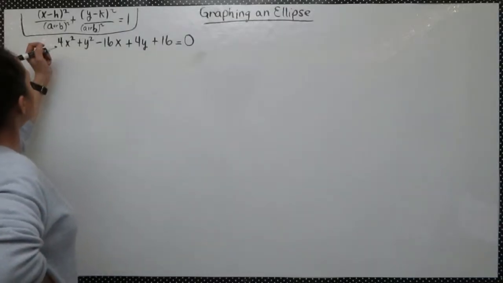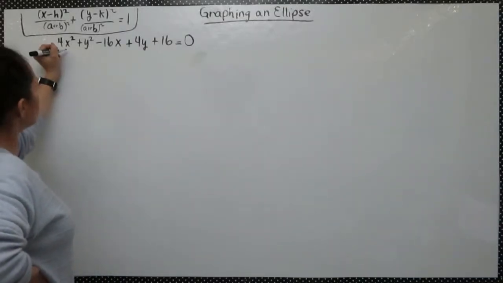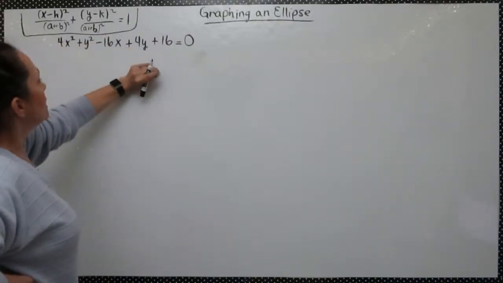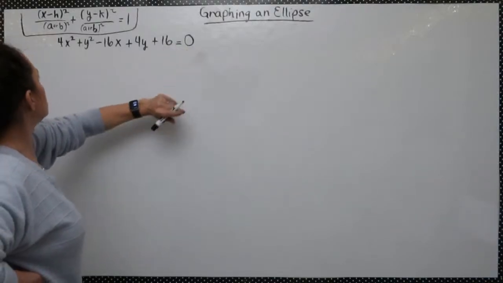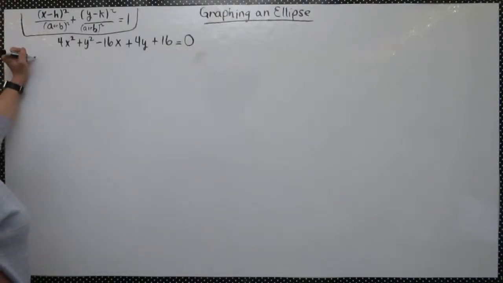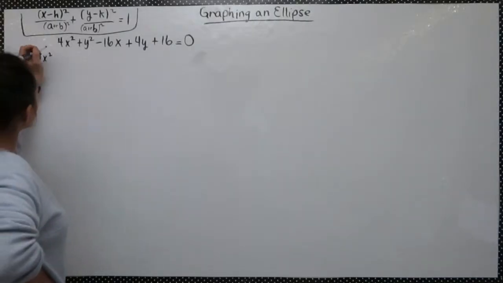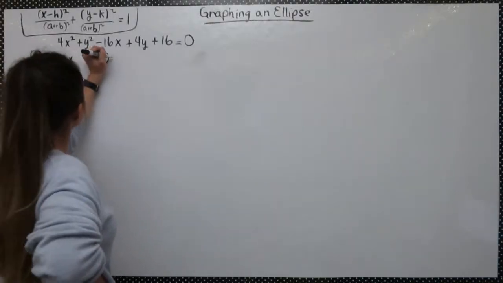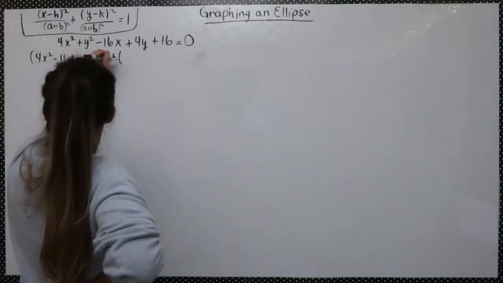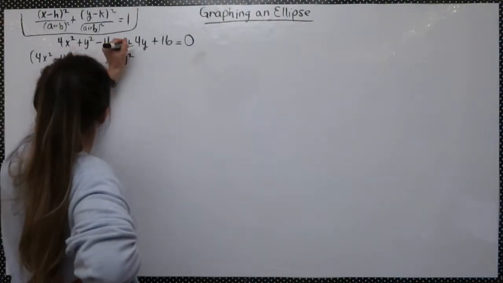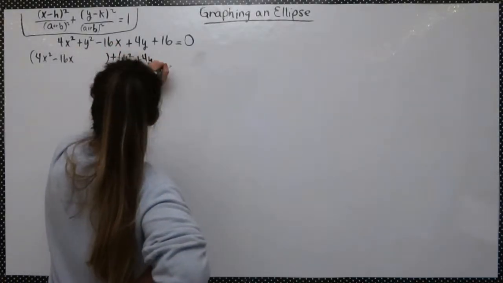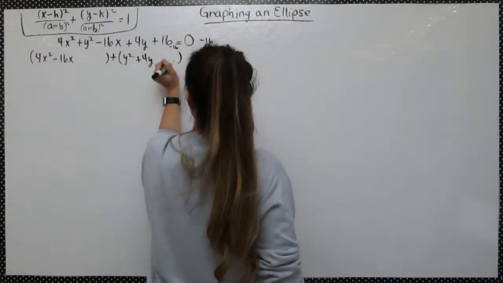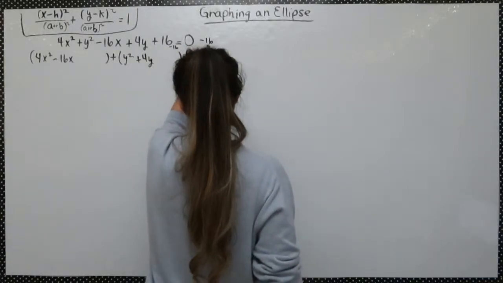But we are going to go ahead and rearrange this, and I'm going to group the x variables and the y variables separately. And then I'm going to move the 16 to the other side. It's going to be 4x squared minus 16x, and I'm even going to use parentheses, plus parentheses y squared plus 4y, leaving some room around, and then subtract the 16 from both sides. And that's going to equal negative 16.